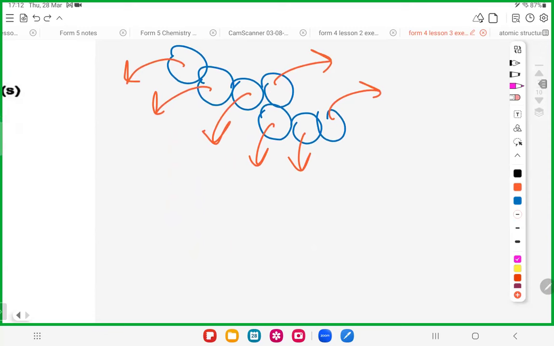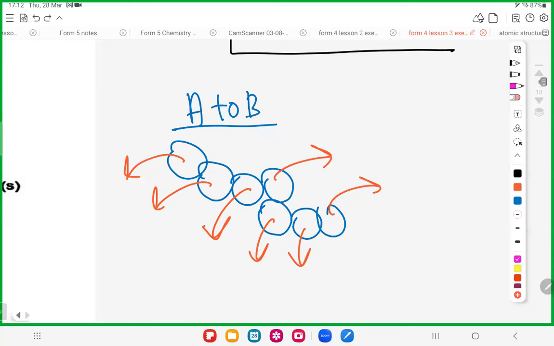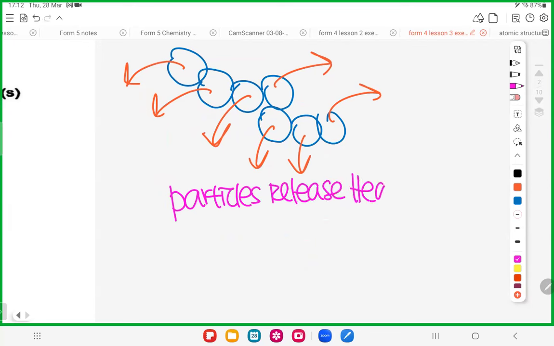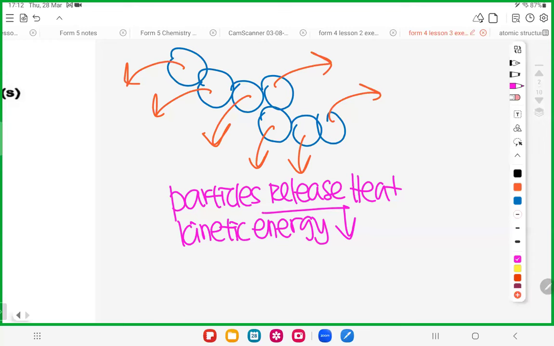So you can write like this, okay? In the process A to B, what happened? A to B, you will see that all the particles lose or release heat. When they release the heat, when they throw away some energy to the surrounding, their kinetic energy will decrease as well. They will have less and less energy. Make sense? Initially, I got 40 joule. Now I throw 20 joule to the surrounding. I left 20 joule. My energy becomes less because I released my energy already.